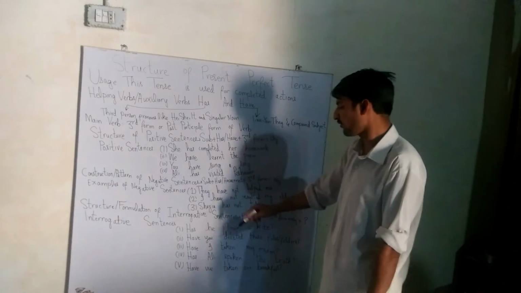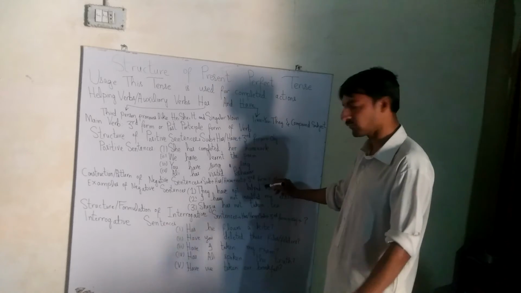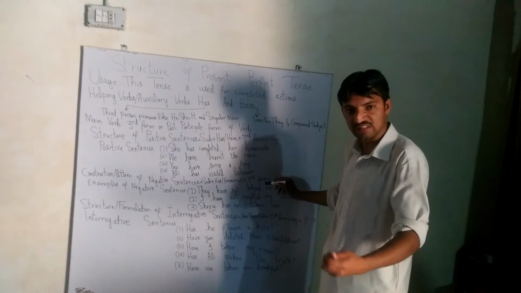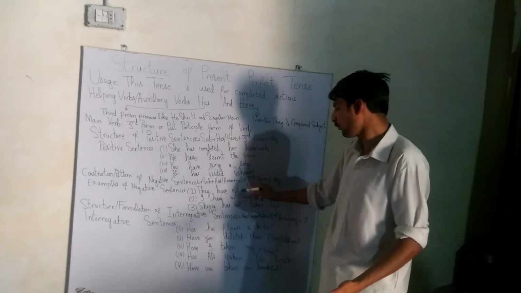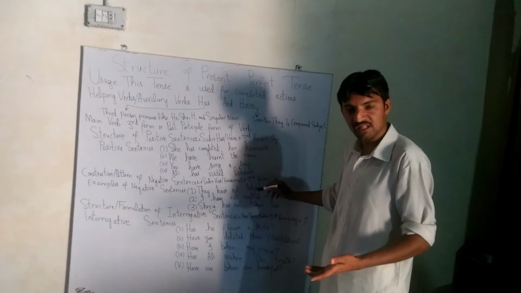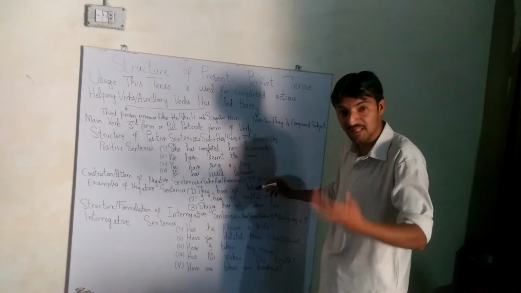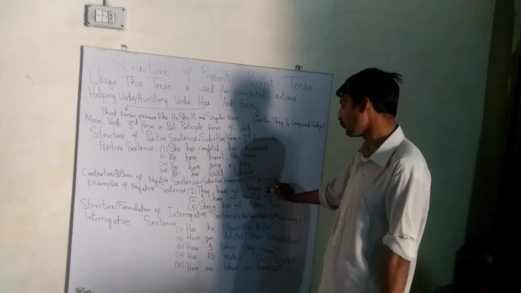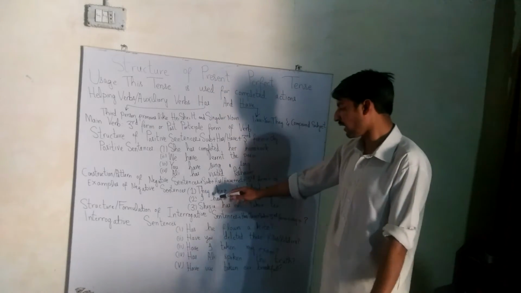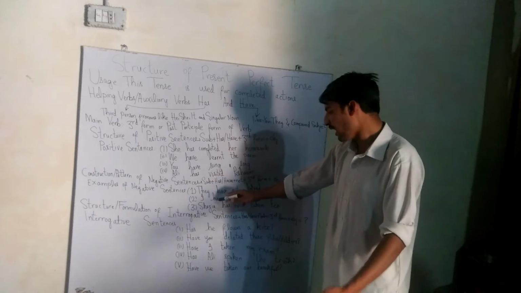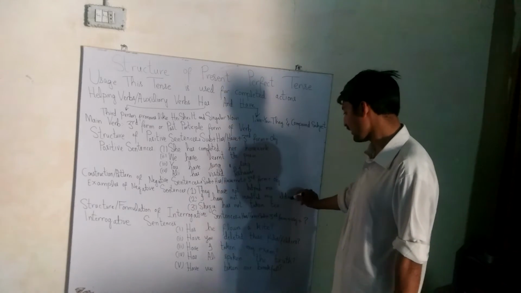Examples of negative sentences: They have not helped me. It is clear to you that we have added one extra word, that is not, in order to make it a negative sentence. That is why: They have not helped me. The second example we have is: I have not insulted my elders.